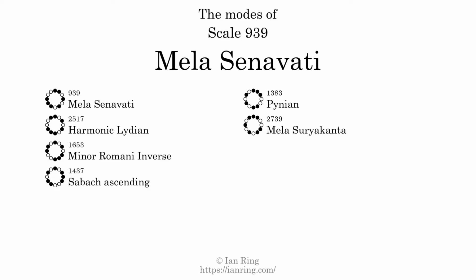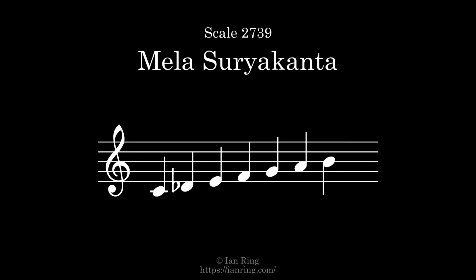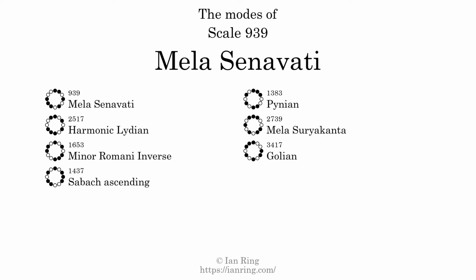The sixth mode is scale 2739, also known as Mela Senavati. It sounds like this. The seventh and last mode is scale 3417, also known as Gaulian. It sounds like this.